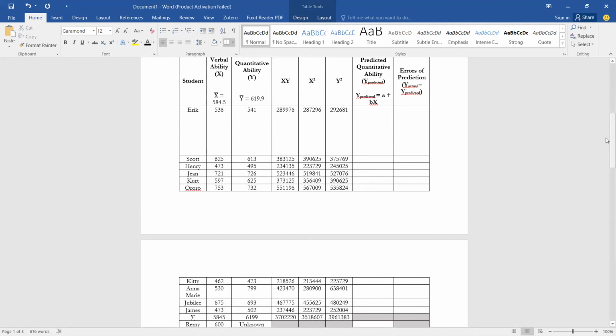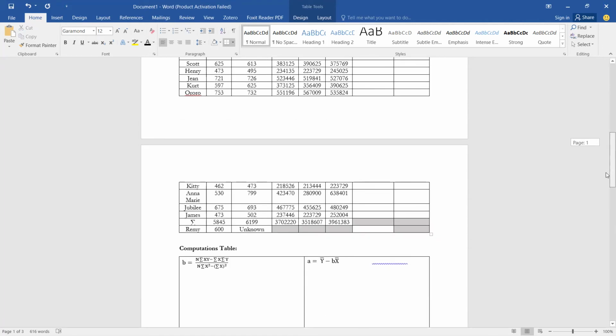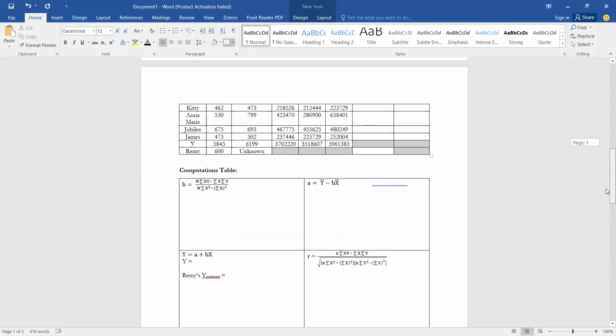Now, if we want to answer the remaining columns, we first need to compute for the elements of the regression equation. So let's start with b. We already have this with this, and we also have the summation of X, summation of Y. These two. Then X squared, we also got that. Here it is. Right? So it should be straightforward.